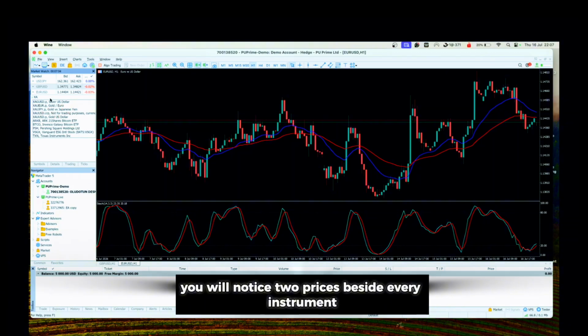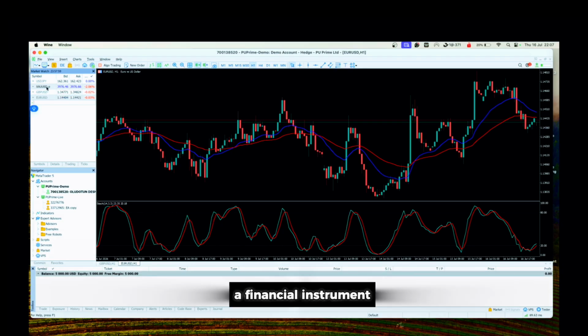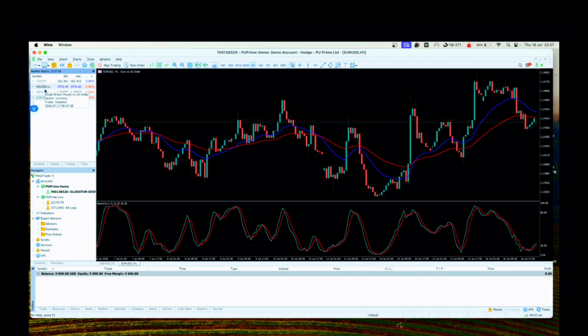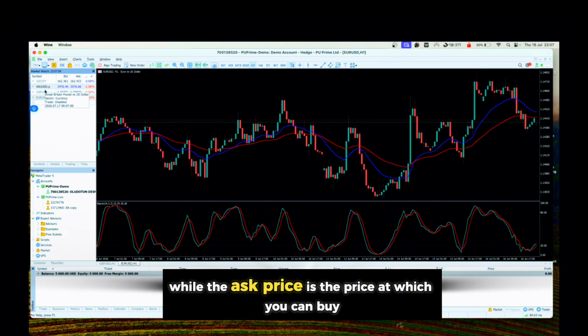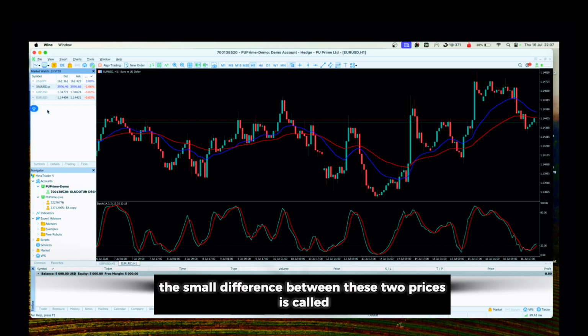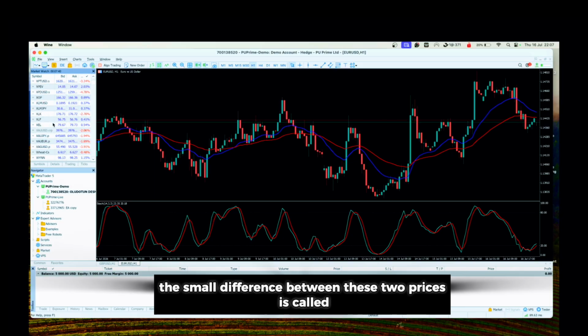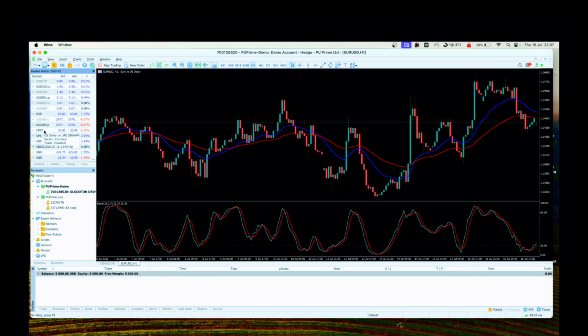You will notice two prices beside every instrument. The bid price is the price at which you can sell a financial instrument, while the ask price is the price at which you can buy. The small difference between these two prices is called the spread.